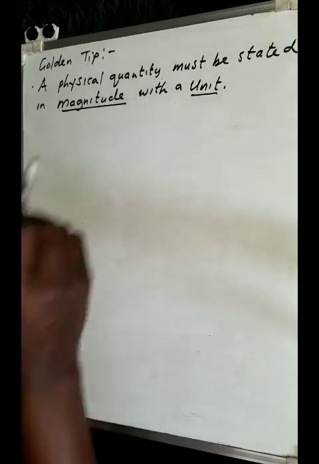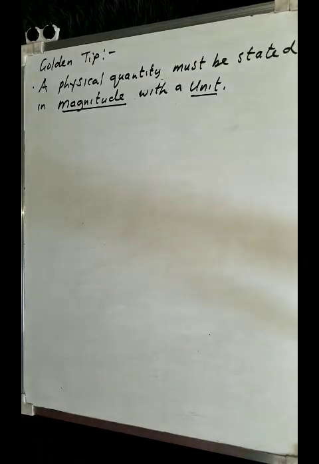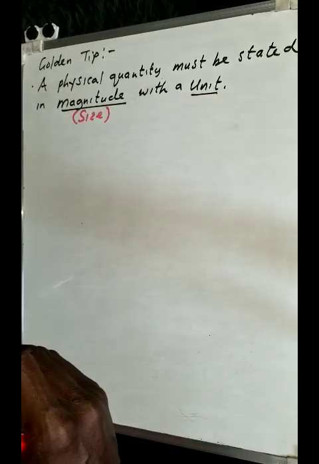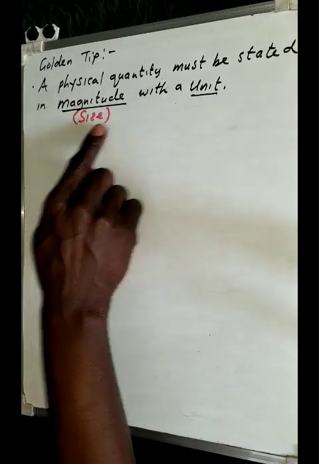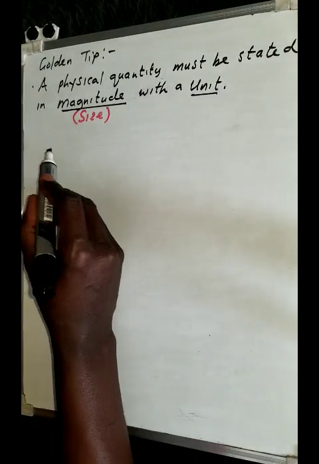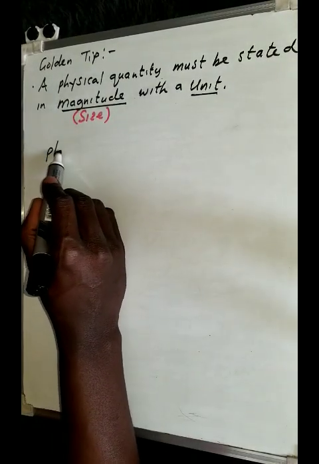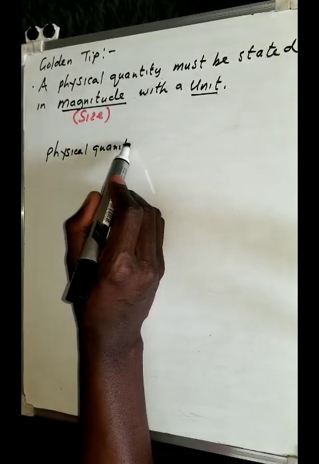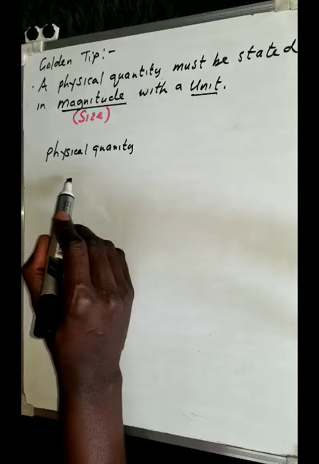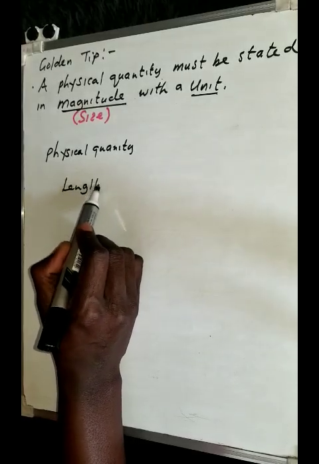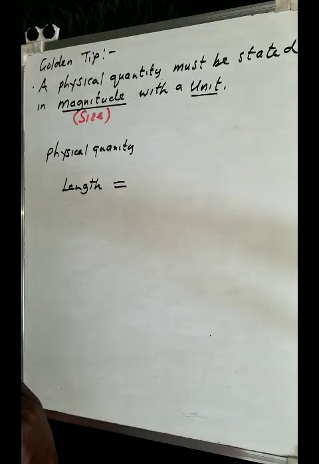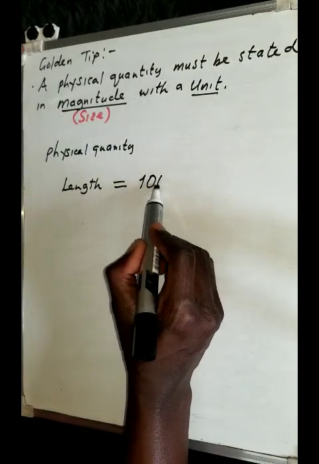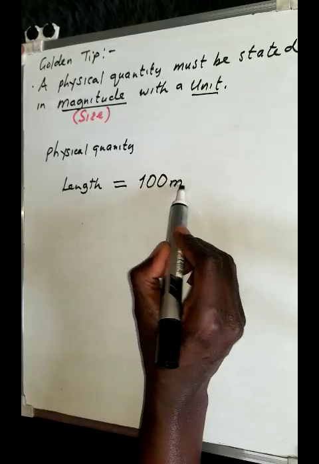Now, what do I mean when I say magnitude? Well, when we use the word magnitude, we mean the size, how big something is. So it should have the magnitude or the size with a unit. Let me give you an example of what I mean. Let's say that you do have a physical quantity, and the physical quantity that I'm talking about is the length of a particular object that I've measured. Let's say the length of a particular object is 100, then 100 meters there.